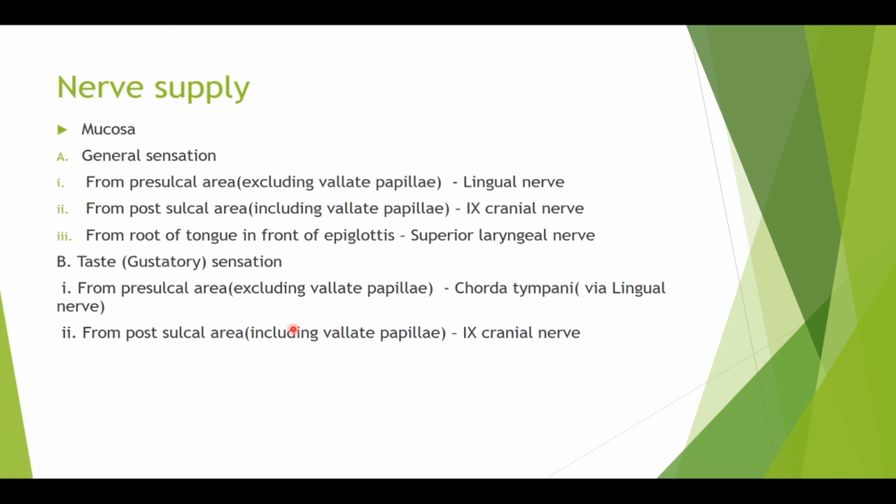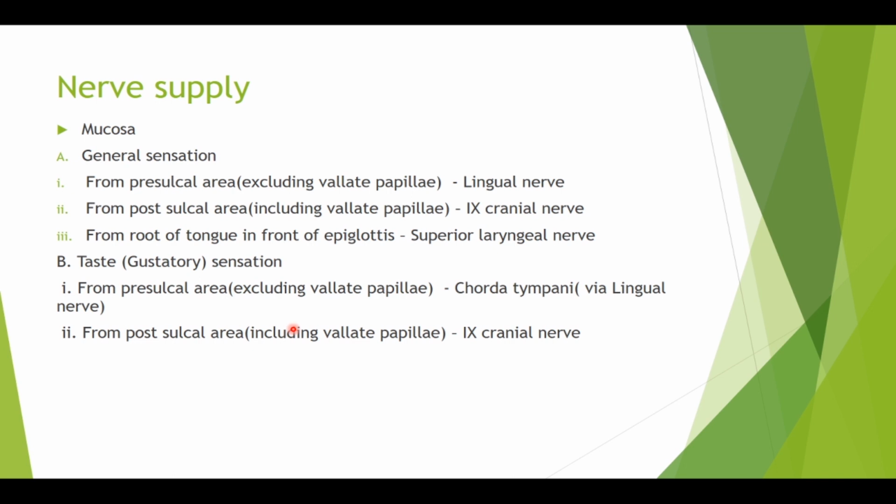Now when we talk about the mucosa, it has been divided into general sensations and taste, that is gustation. General sensation, when we talk about the area, it is presulcal area and the postsulcal area. Presulcal is excluding vallate papillae and is supplied by the lingual nerve, whereas the postsulcal area is including vallate papillae, that is the circumvallate papillae, and is supplied by the ninth cranial nerve, that is the nerve of third arch.